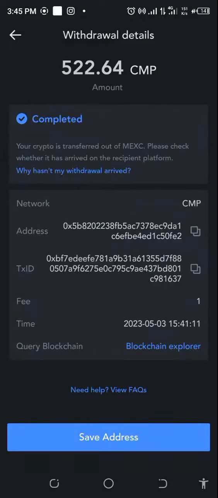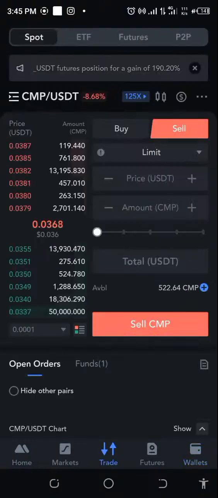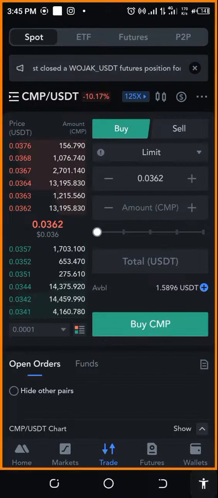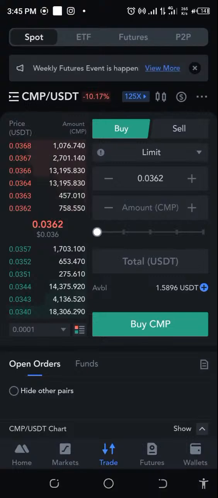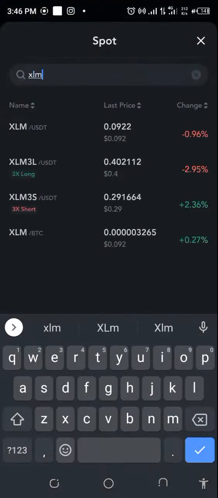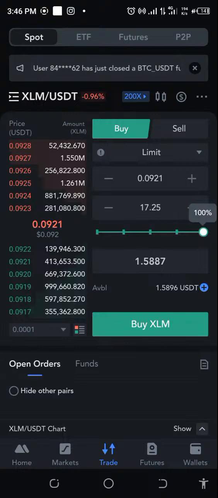All right, so it says that the withdrawal is completed of 522.64 CMP. All right, let's see how long this is going to take. So let's see what we are going to do with the remaining 1.58 USDT. Well, it's either of two things: either I just leave this here, or I try to change it to XLM. Let me see whether it would allow me to change this to XLM.